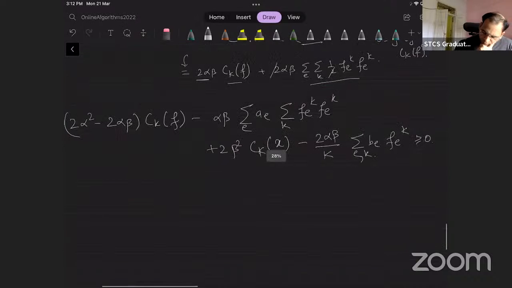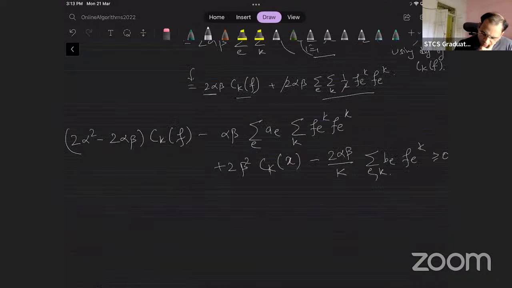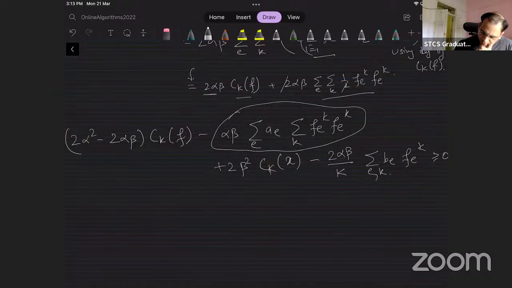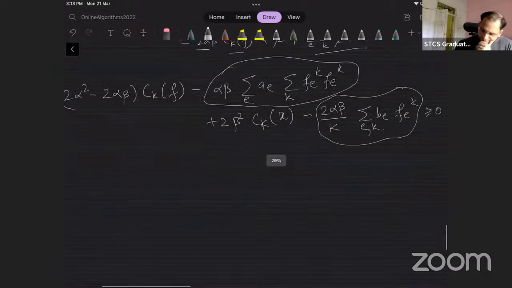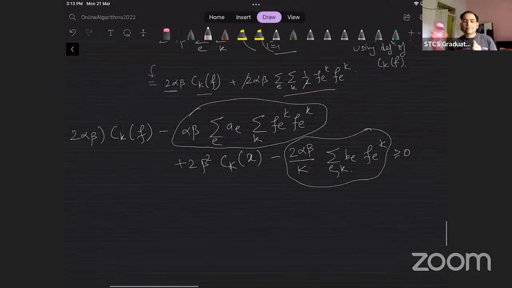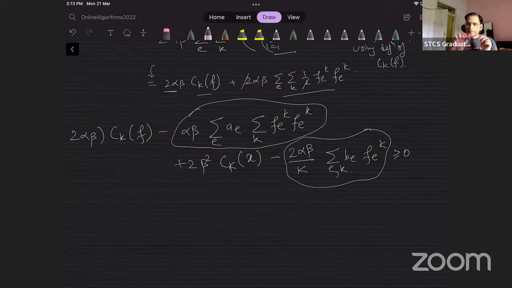Okay, so now there are two terms you want to get rid of. One is this term and one is this term. What do you think we should do? Something very standard. In what form, if they show up, will it be useful for me?